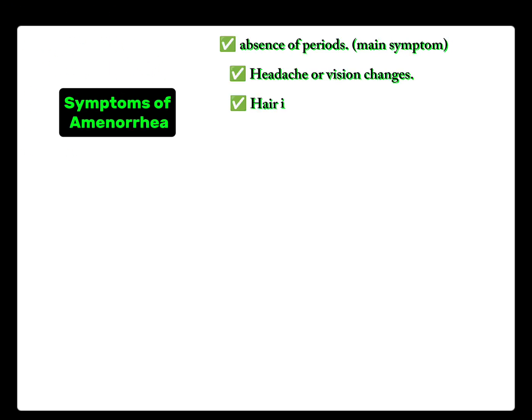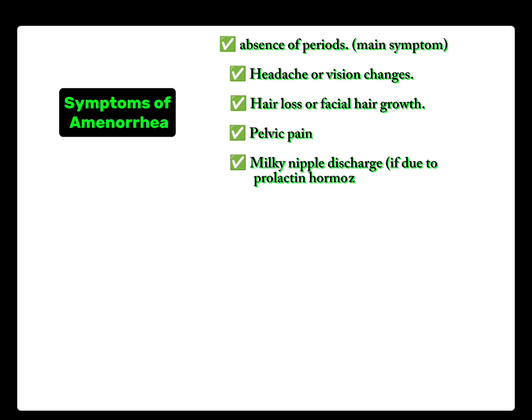Symptoms of amenorrhea. The main symptom is absence of periods. But depending on the cause, other symptoms may include headache or vision changes, hair loss or facial hair growth, pelvic pain, milky nipple discharge if due to prolactin hormone increase, acne or weight changes.